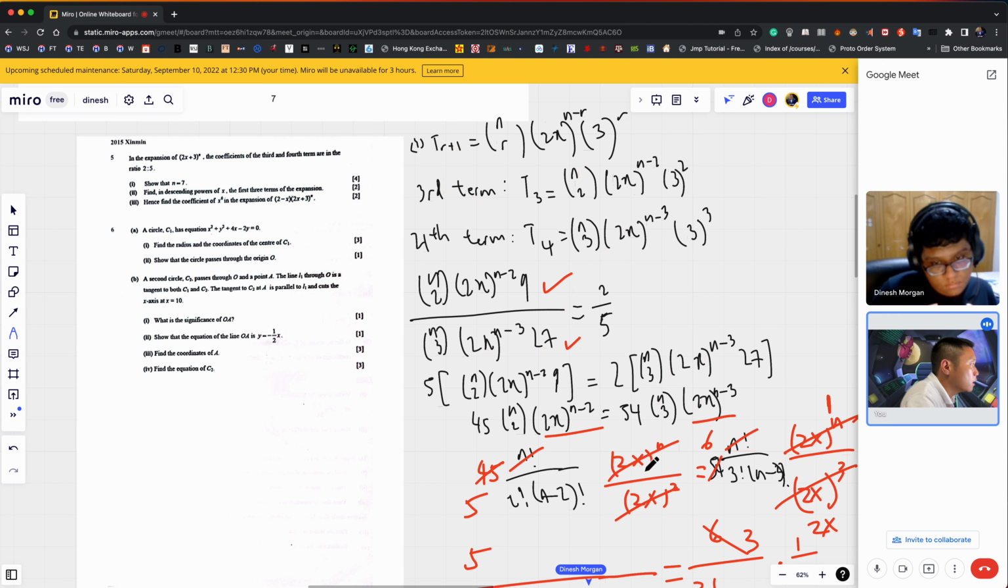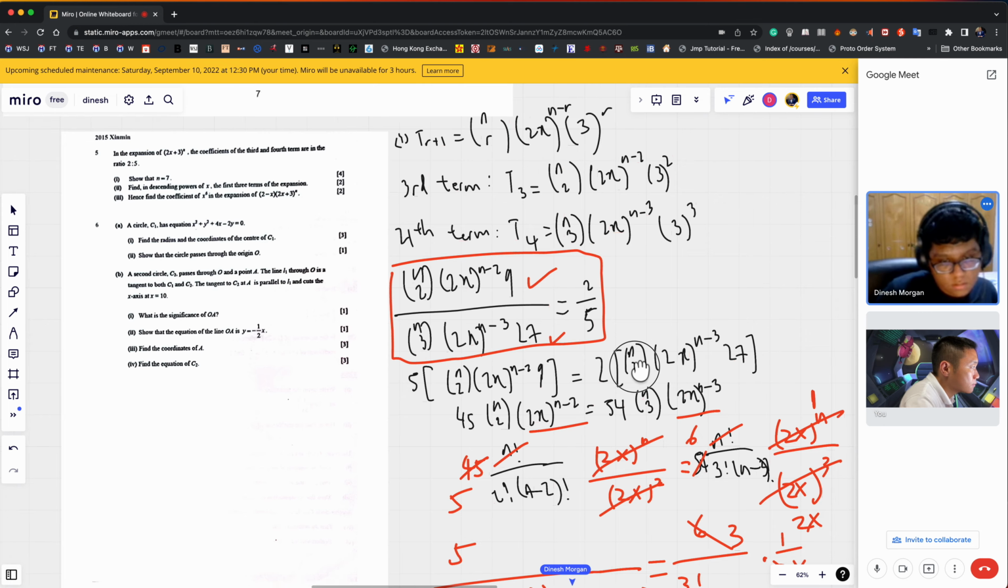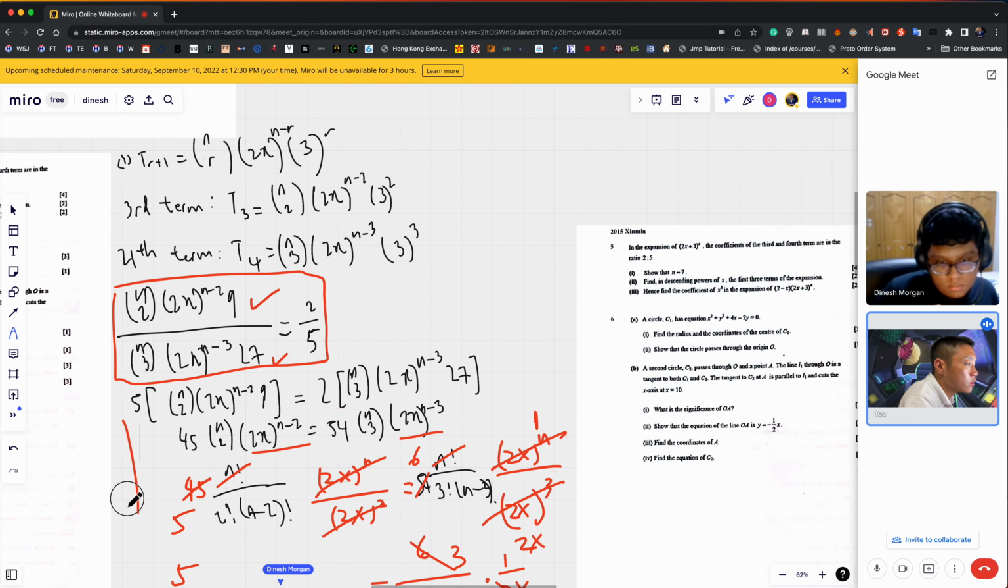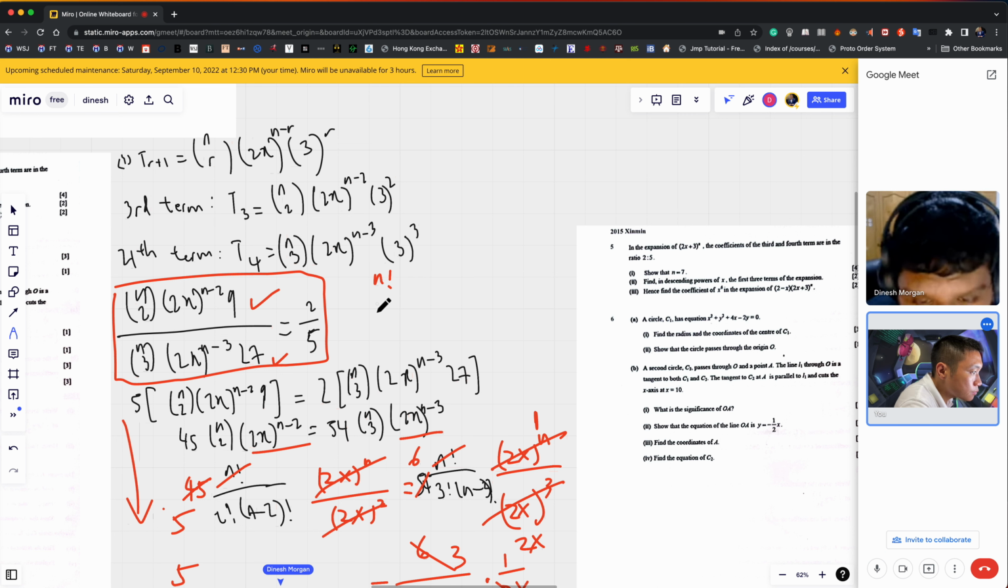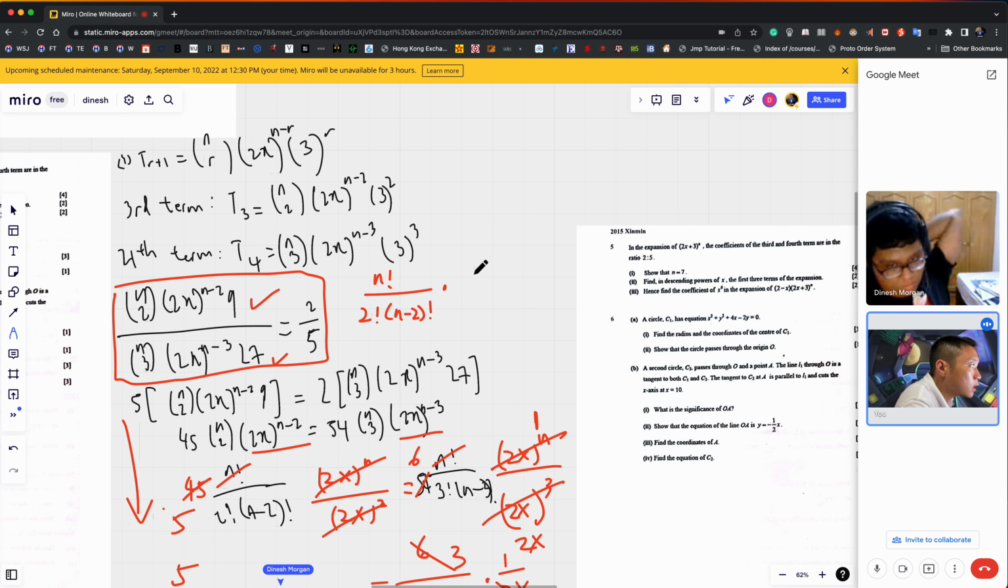Okay, sorry. So maybe let me just start from here. There's nothing wrong with this approach of yours, but I just feel that you could have improved it a lot. Okay, so n choose 2 is n factorial over 2 factorial, n minus 2 factorial. Then this one is 2x. This is n. Then this is 2x. Then this is 2.